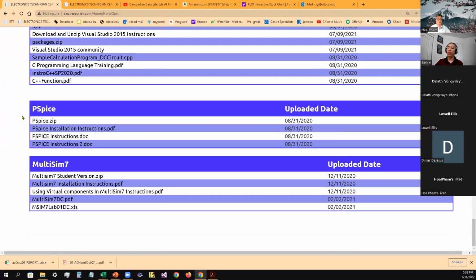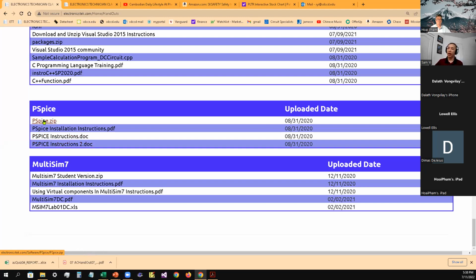Right here, you have the instructions on how to install. You can look at this and follow that instruction step by step, as well as this instruction on how to use the PSpice and how to do your simulation for PSpice. You use this instruction, and as well as in this instruction, okay?